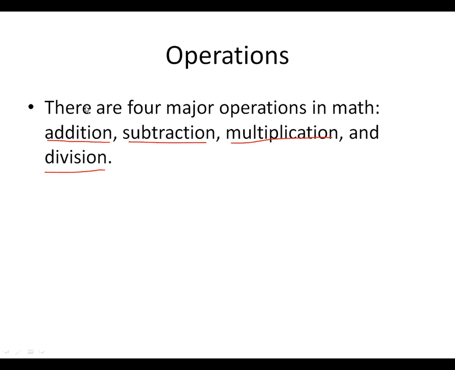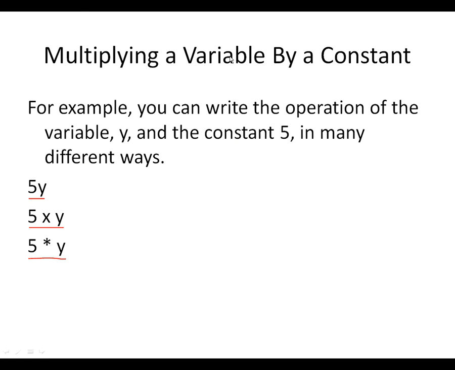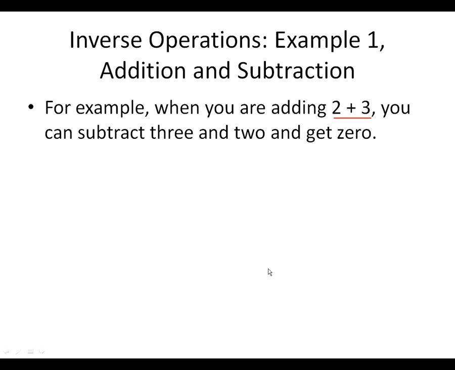Operations. Just to review, there are 4 major operations in math: addition, subtraction, multiplication, and division. Multiplying a constant by a variable. There are many different ways of writing the operation of multiplication of a variable and a constant. 5 times y can be written with no spaces, with the letter x, or with an asterisk sign, which means multiplication as well.